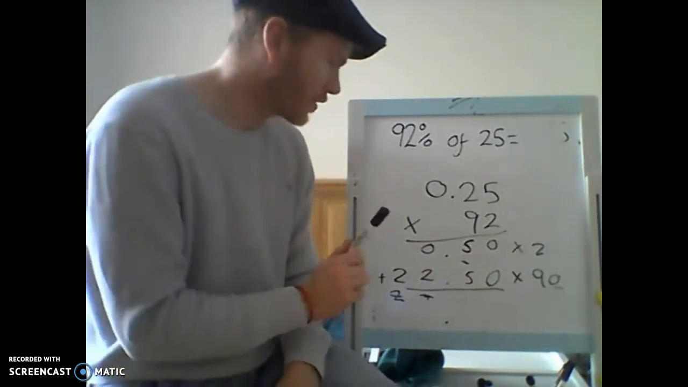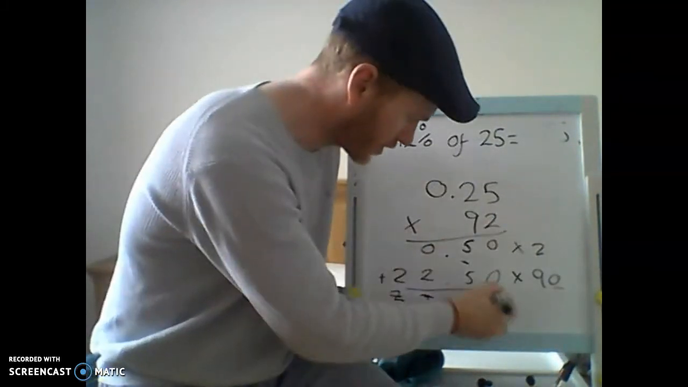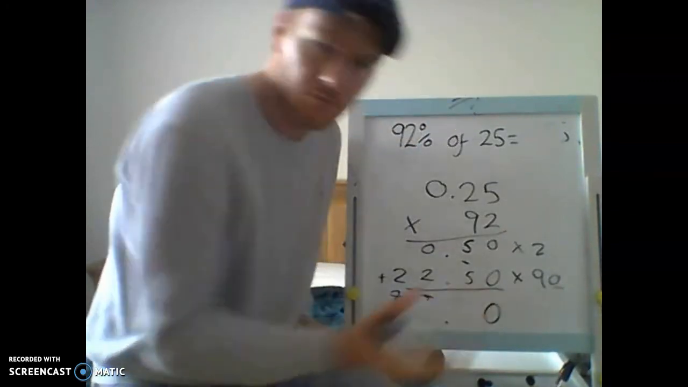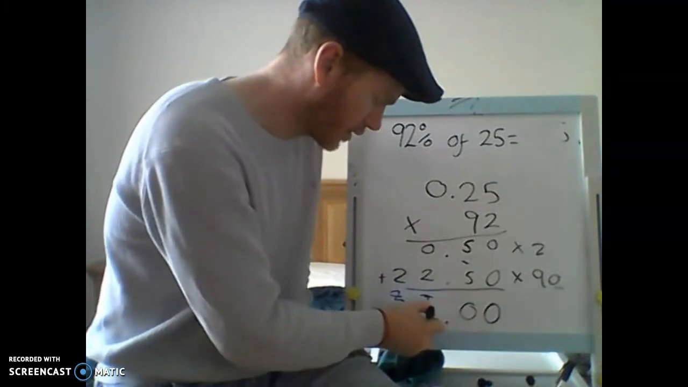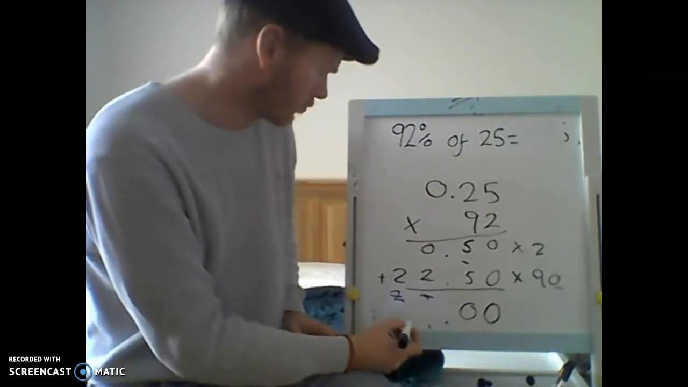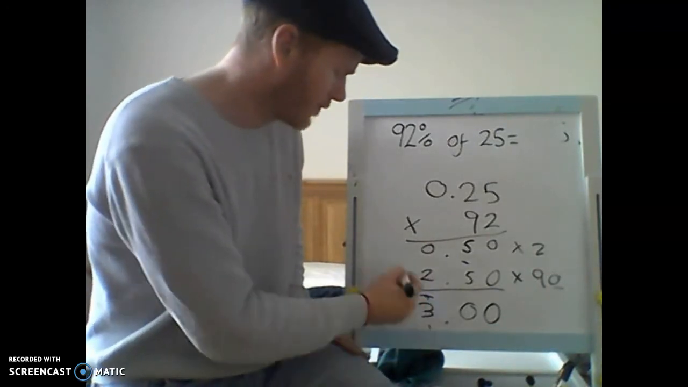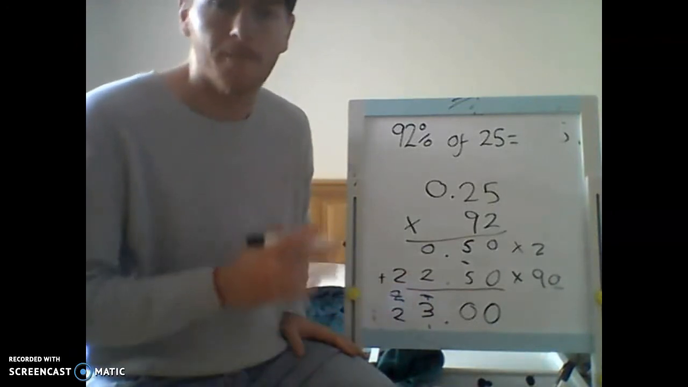So now we've got this. And what do we do? So we go down the columns, don't we? 0 plus 0 is 0. Nothing add nothing is nothing. 5 add 5 is 10, so 0, and then the 1 goes across. 2 add 0 is 2, and then add the 1 is 3. And then 2 add nothing is 2. So my answer is actually 23.00.